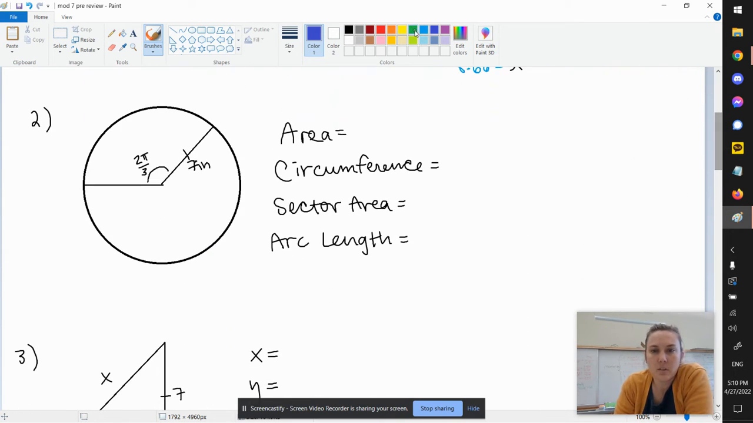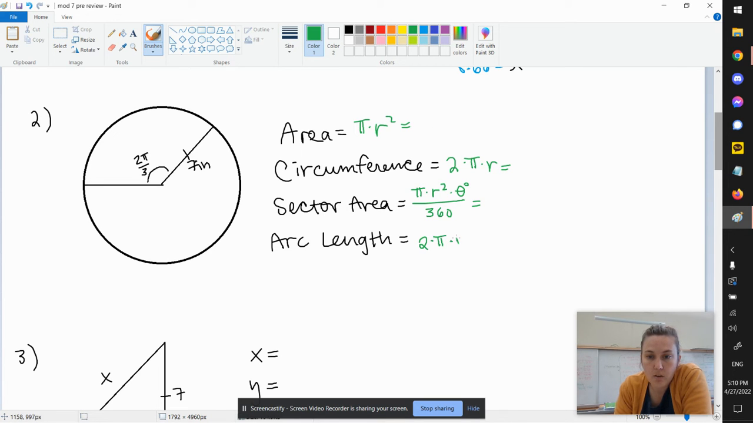All right, for this next one, we've got the equation for area, which is pi r squared. We've got the equation for circumference, which is 2 pi r. We've got the sector area equation, which is pi r squared times our angle in degrees over 360. And we've got our arc length equation, which is 2 pi r times our angle in degrees over 360. All of these equations use r, and half of them use theta, which is a degree.